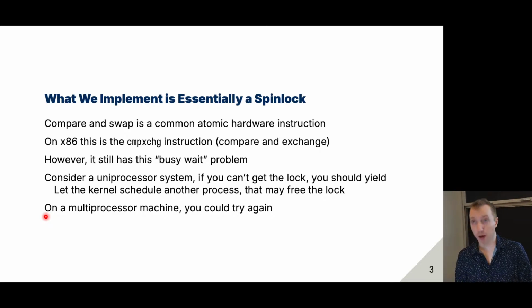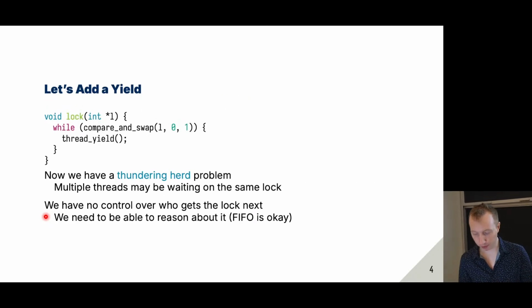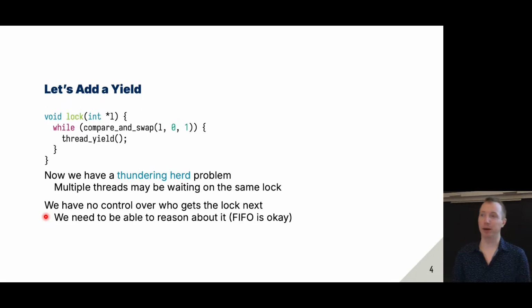So we're going to solve some issues. The first issue we are going to solve is that busy wait problem. To solve busy wait, we can simply add a yield.